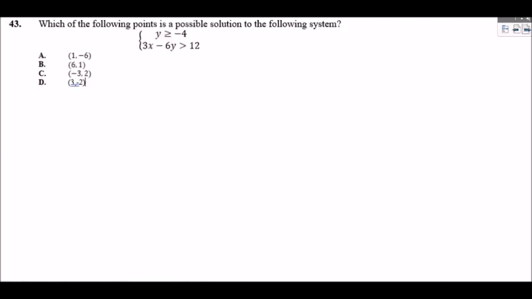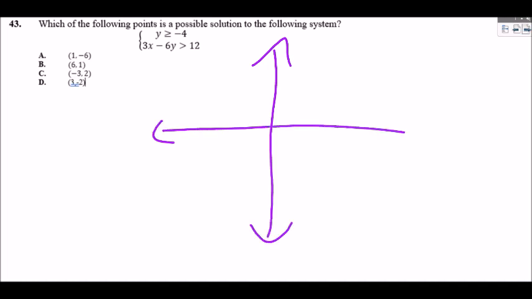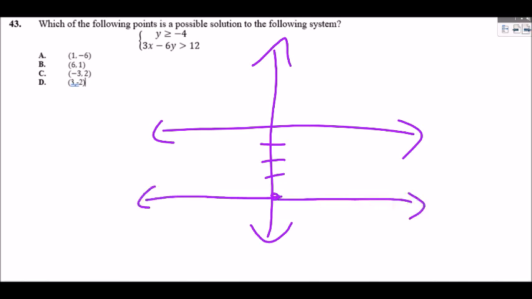The following is a possible solution to this system. So I'm going to do a quick graph. It says y at -4. And it's a solid line because of the or equal to, and it says shade above.